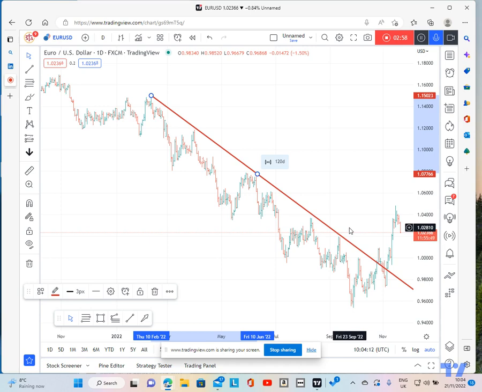So trend lines are pretty useful in the scheme of things and to help with your trading. But the most important thing by far is they help to enforce a bit of discipline.